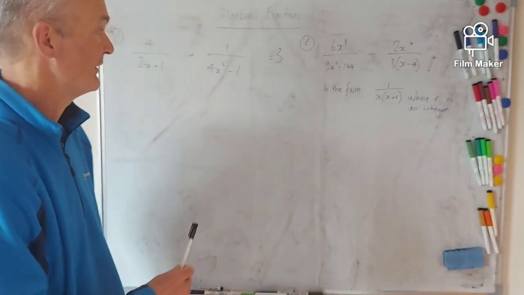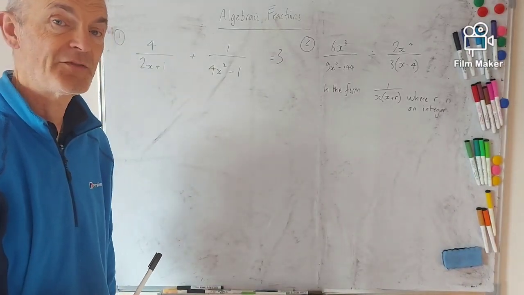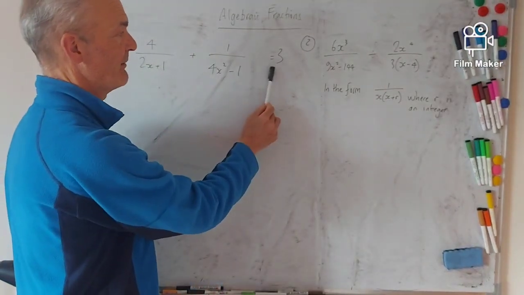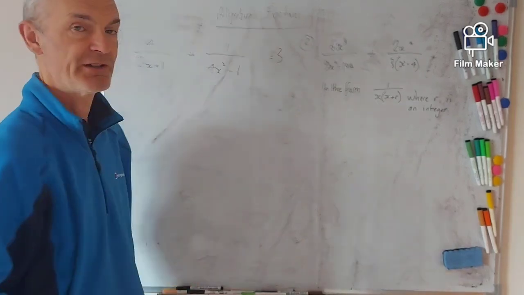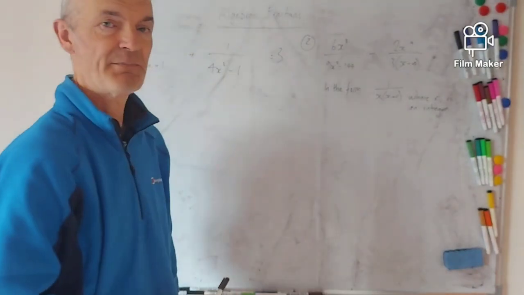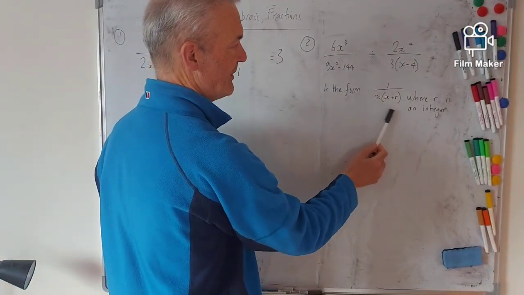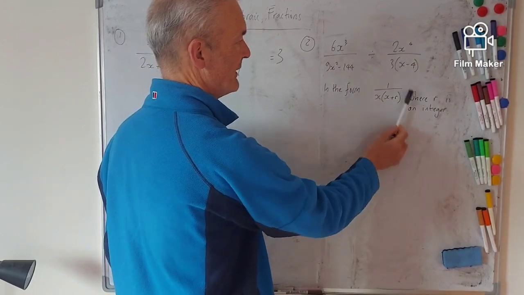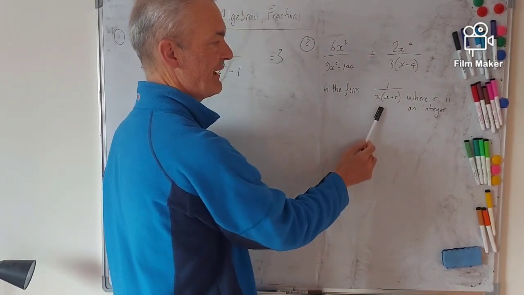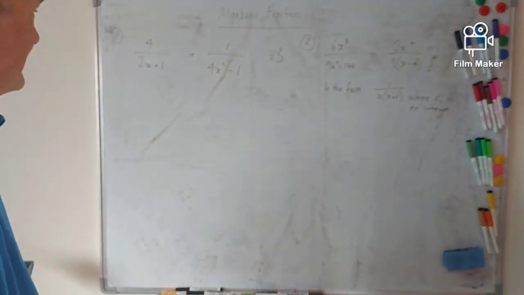Two questions on the board here. First one, a little bit different to some of the ones we've looked at so far in that it equals something. So we've got an equation here. And the second one is a simplifying one, but we've been asked to give it in a particular form. Okay, so we need to simplify and make it look like this. So that might give us a few different challenges.